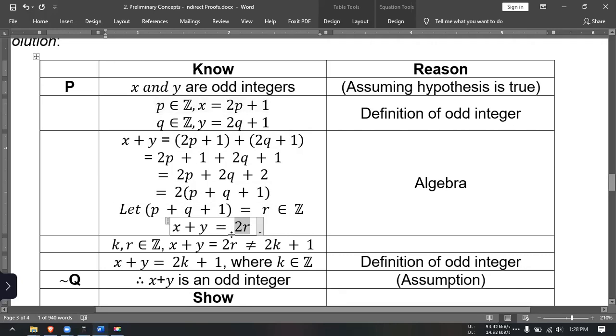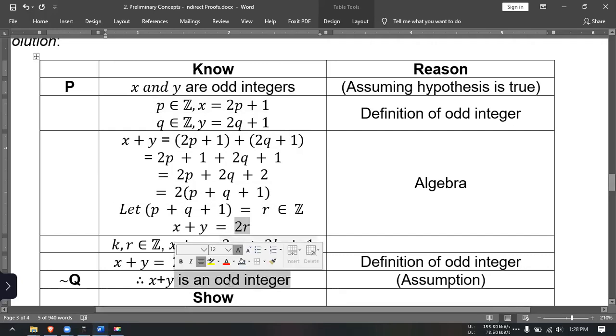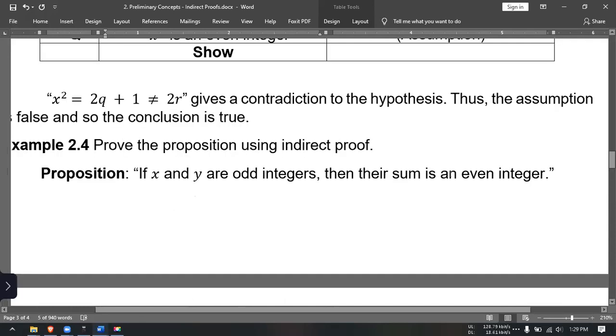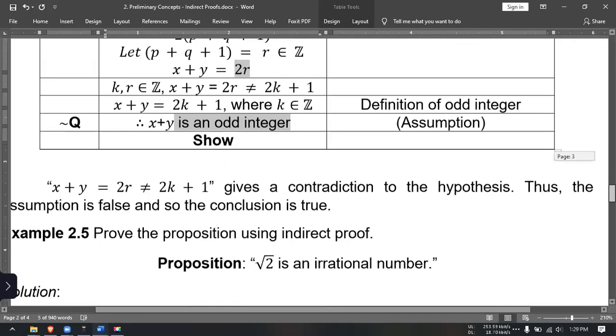And again, there is a contradiction. It contradicts our assumption that their sum is odd. So our assumption is false, and our conclusion in the original proposition is true. The sum is even. Okay, so ayun.